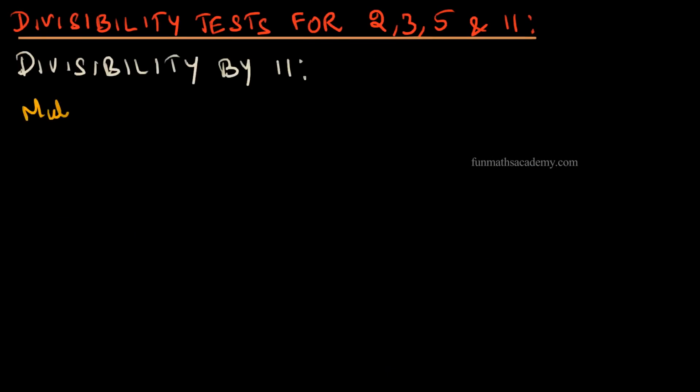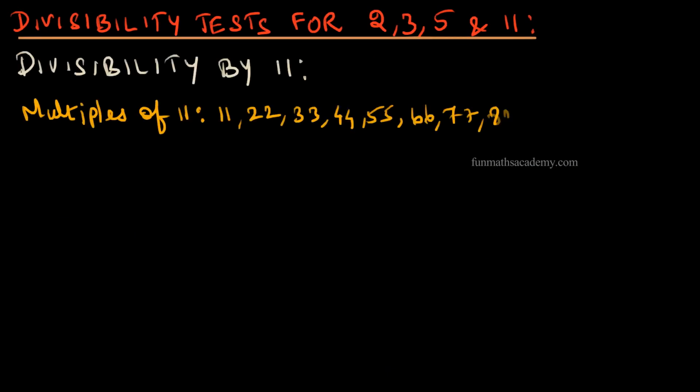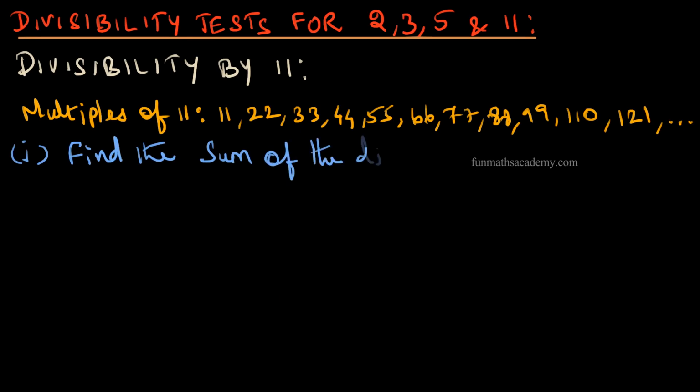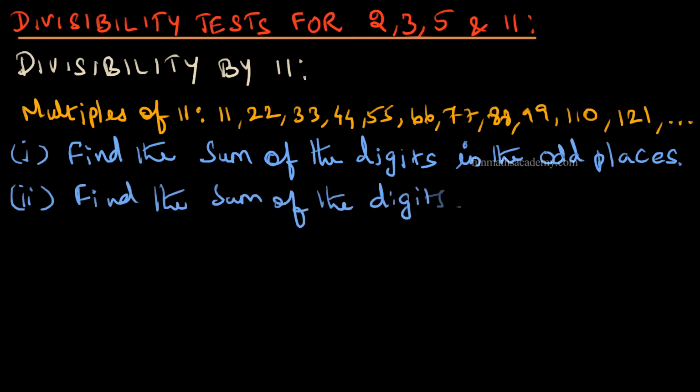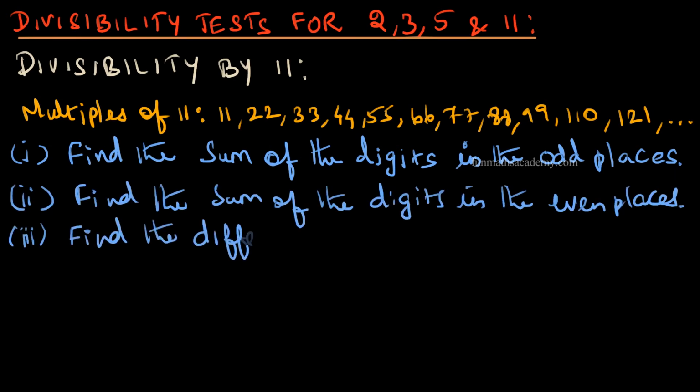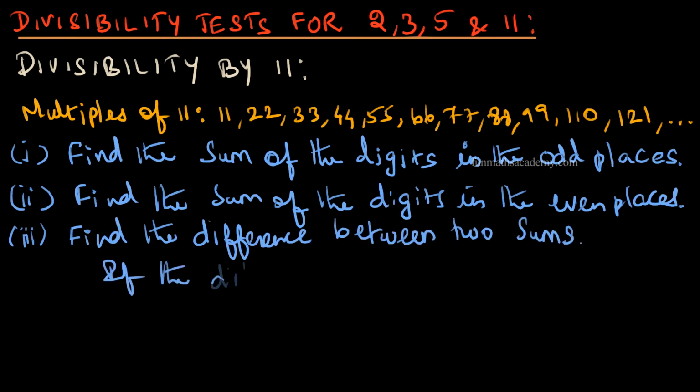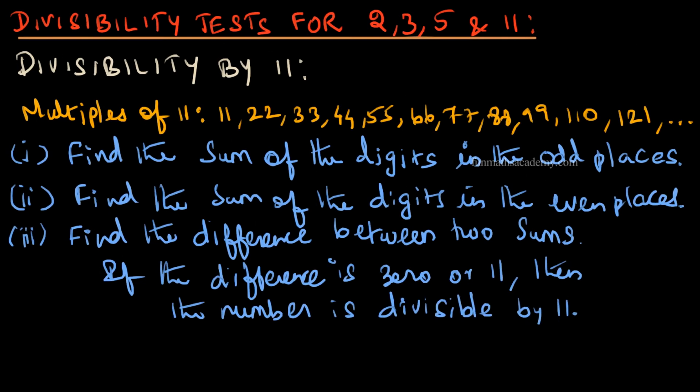Finally, divisibility rule for 11. There is no straightforward pattern here. First, find the sum of digits in the odd places from right to left. Then, find the sum of digits of even places from right to left. Now, calculate the difference between these sums. If the answer is either 0 or is a multiple of 11, then the given number is divisible by 11.